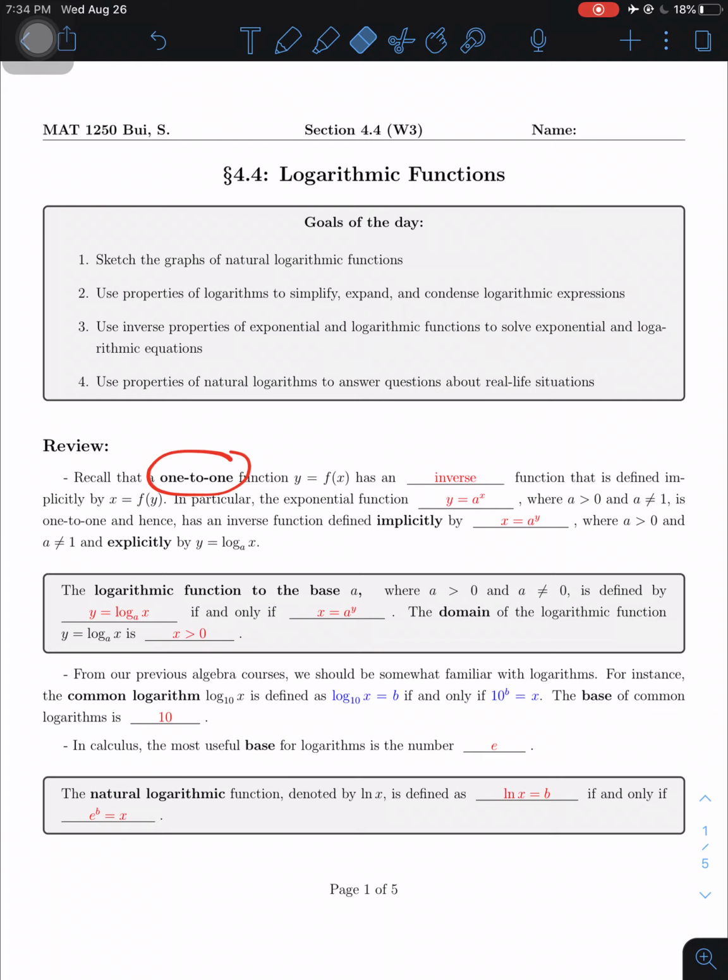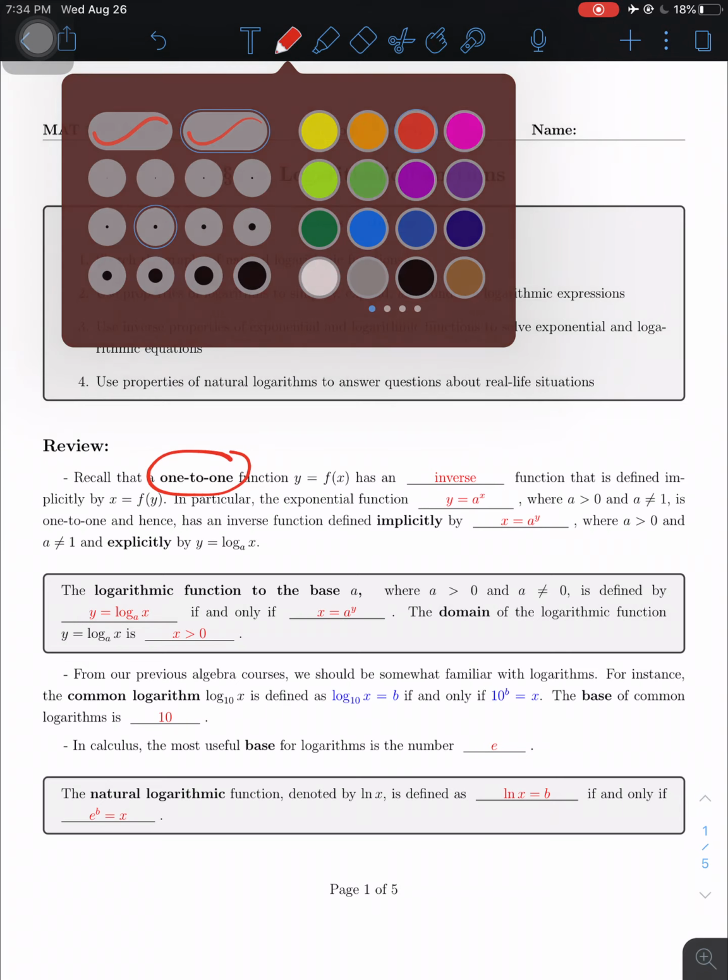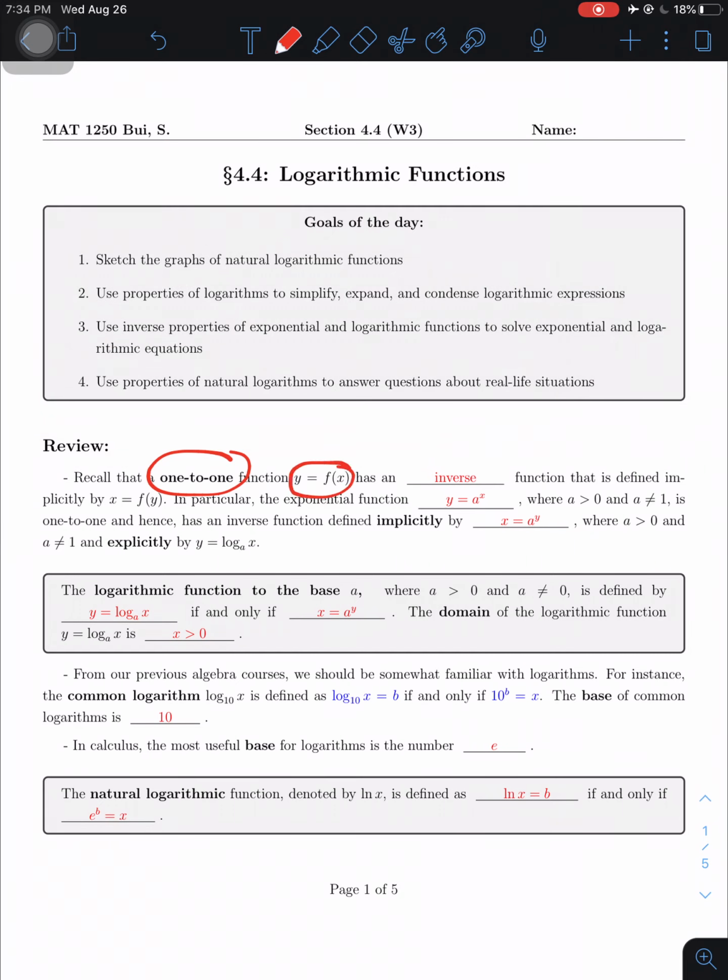Okay, so just imagine you have a one-to-one function, y equals f of x. This one has an inverse function that is defined implicitly by x equals f of y. Okay, so let me highlight this one.